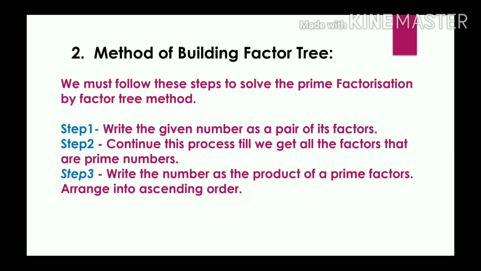Second method: building a factor tree. We must follow these steps to solve prime factorization by the factor tree method. Step 1: Write the given number as a pair of its factors. Step 2: Continue this process till we get all the factors that are prime numbers. Step 3: Write the number as the product of its prime factors arranged in ascending order.